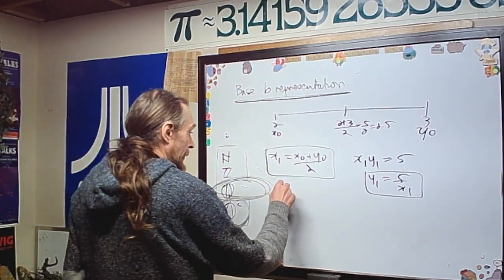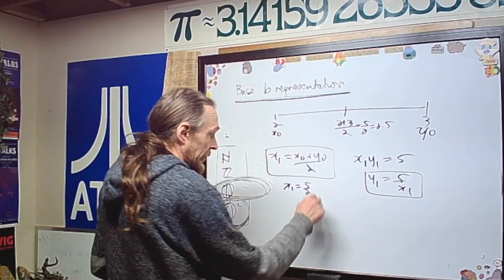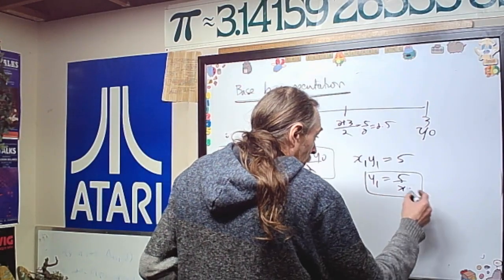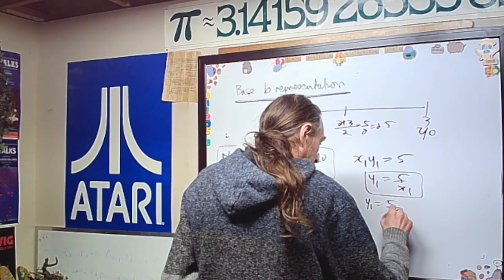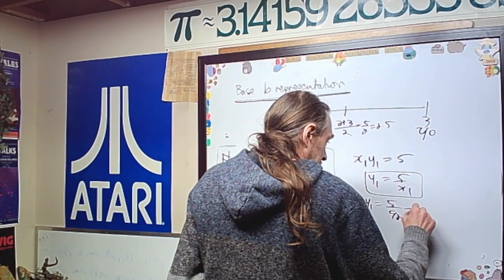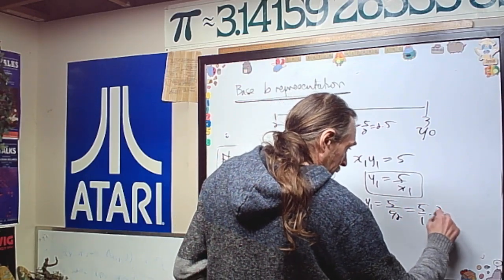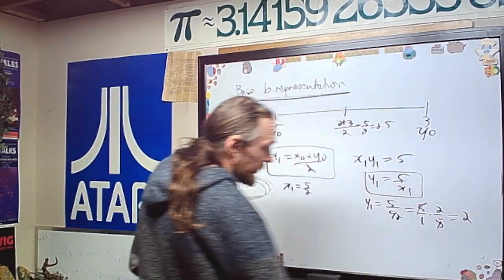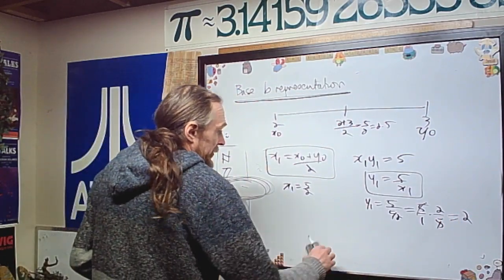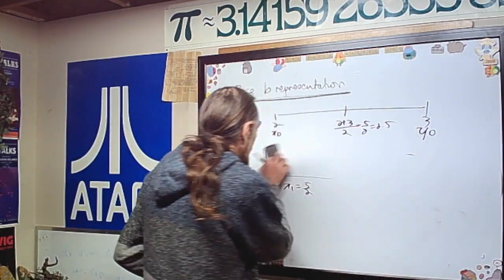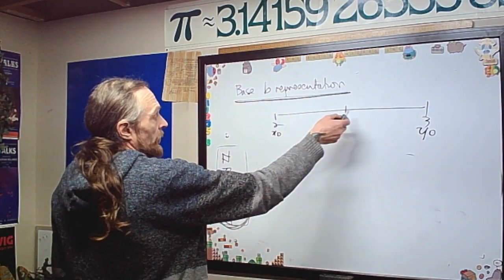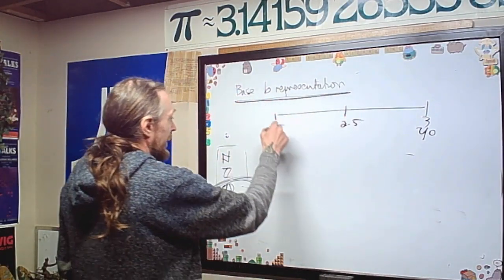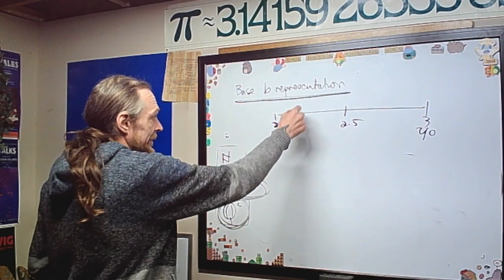So what did this one become? x1 was 5 over 2, and then y1 is equal to 5 over 5 over 2, which is equal to 5 over 1 times 2 over 5. Cancel, cancel, which is 2. That just switched me, but now what I have is that our number root 5 is between 2.5 and 2, is what we just found. So it's somewhere in here.